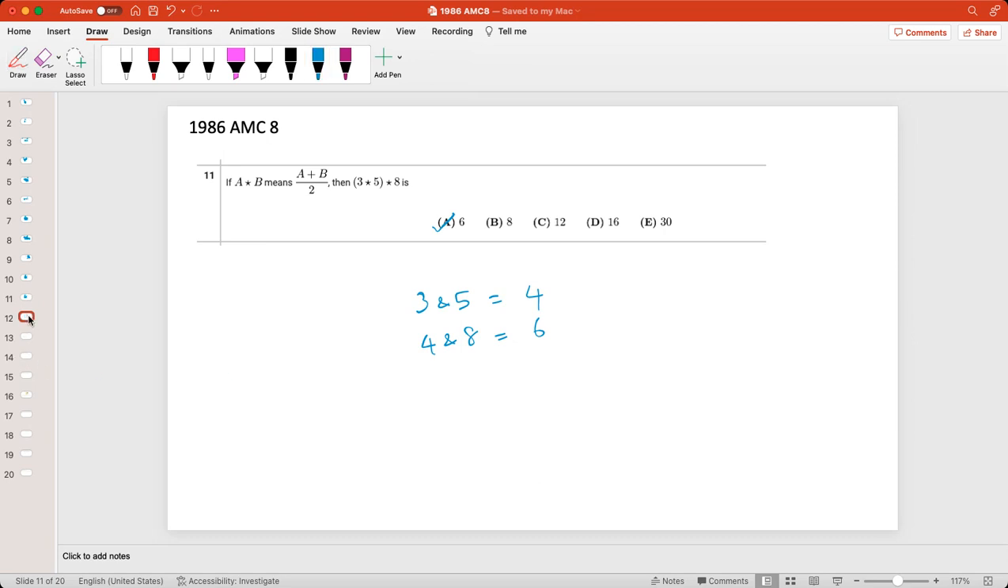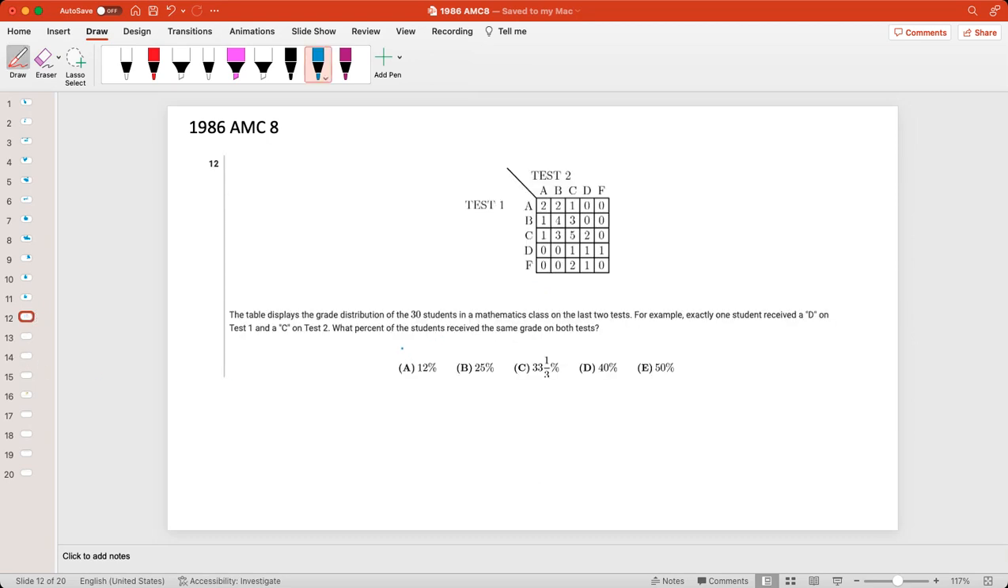Going to the next question. The table displays the grade distribution of 30 students in a mathematics class exam on last two tests. So test 1, test 2. For example, exactly one student received a D on test 1 and C on test 2. So test 1 D and test 2 C. So this is what they are referring to. What percentage of students received the same grade on both the tests?